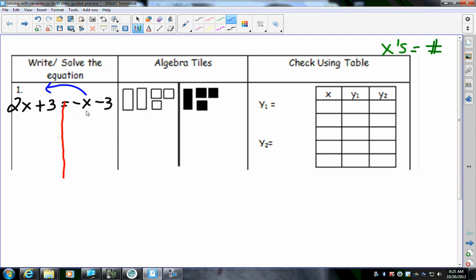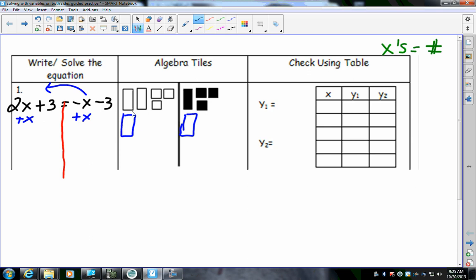So, this says negative x. So I need to add x to each side. Now, tile-wise, see how there's a negative x right here? To move it to the other side, I have to do the opposite. So I add a positive x to each side. What I do to one side, you have to do to the other.